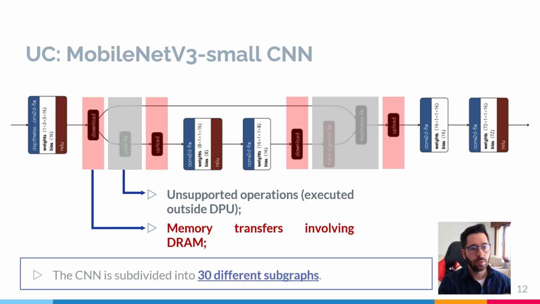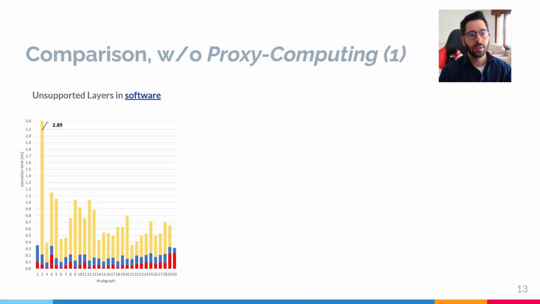Considering the whole neural network, the DPU compiler generates 30 different subgraphs that are parts of the neural network executed on top of the DPU, interleaved with unsupported operations. Here we have the performance of the baseline setup, where the unsupported operations are executed on the host CPU. On the x-axis, we have the subgraph number from 1 up to 30, and on the y-axis, we report the execution time of the different subgraphs in milliseconds.